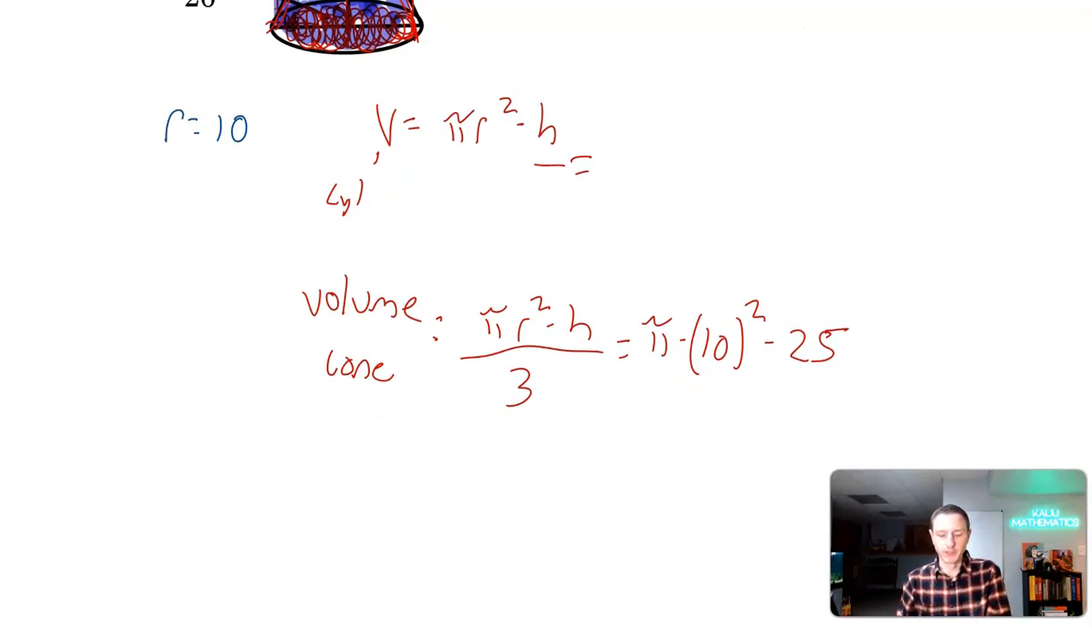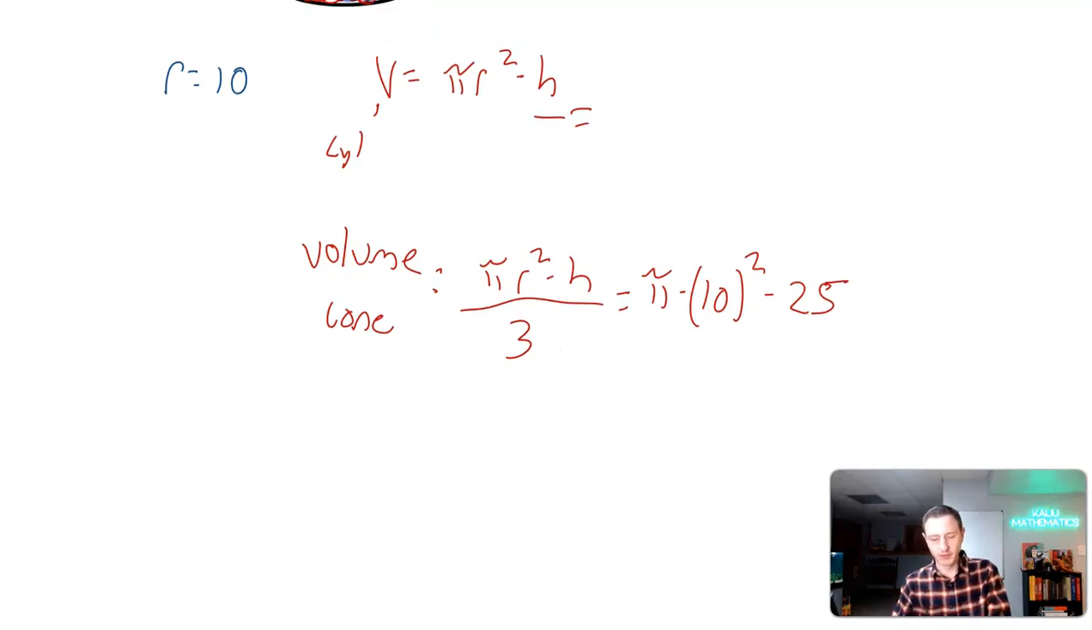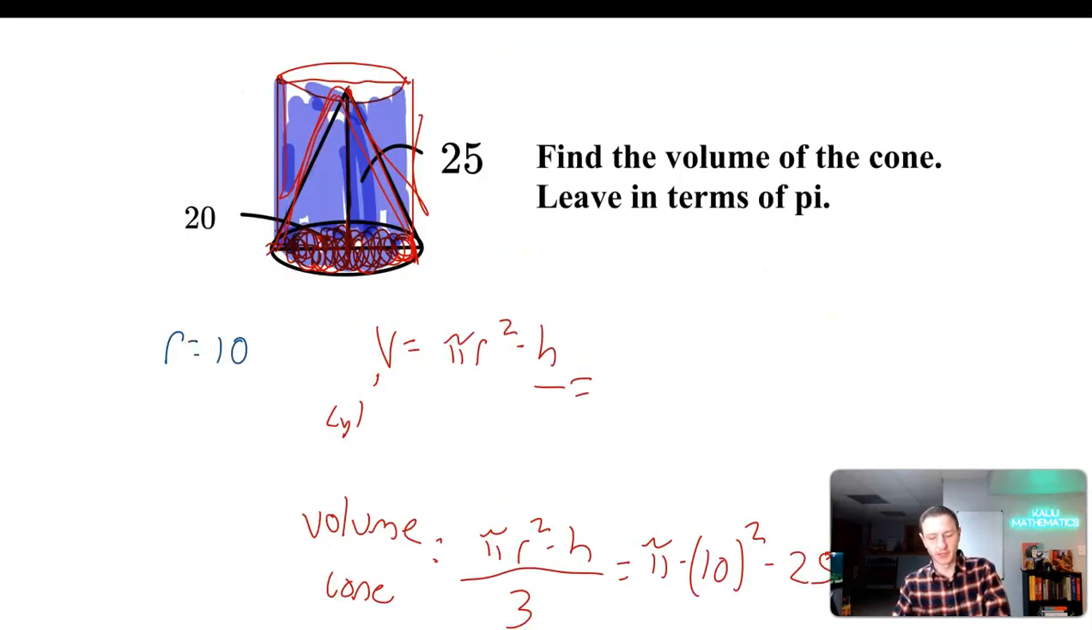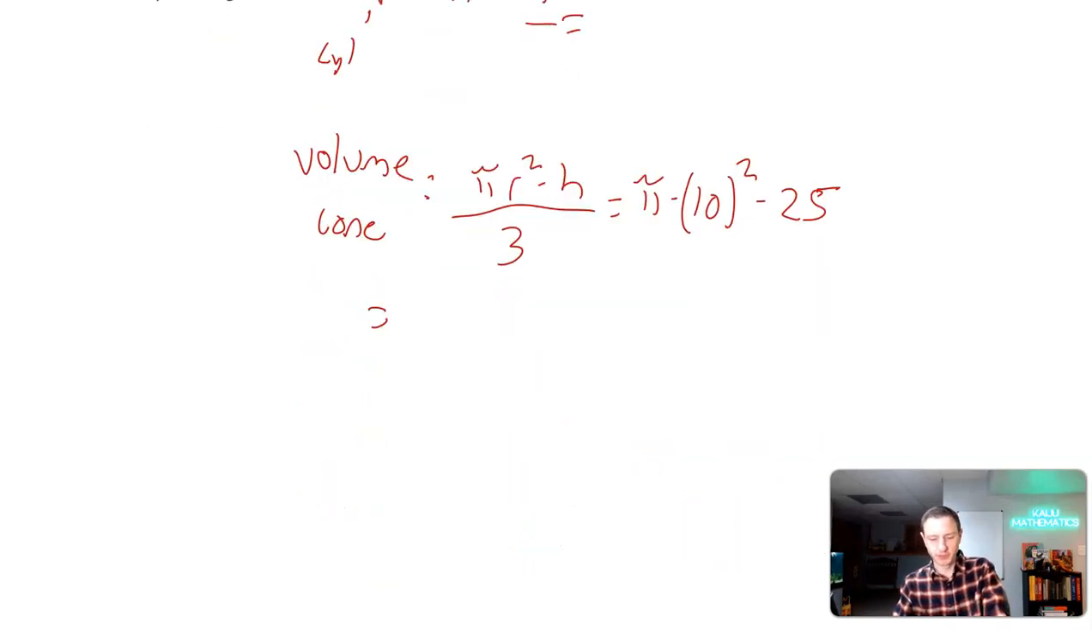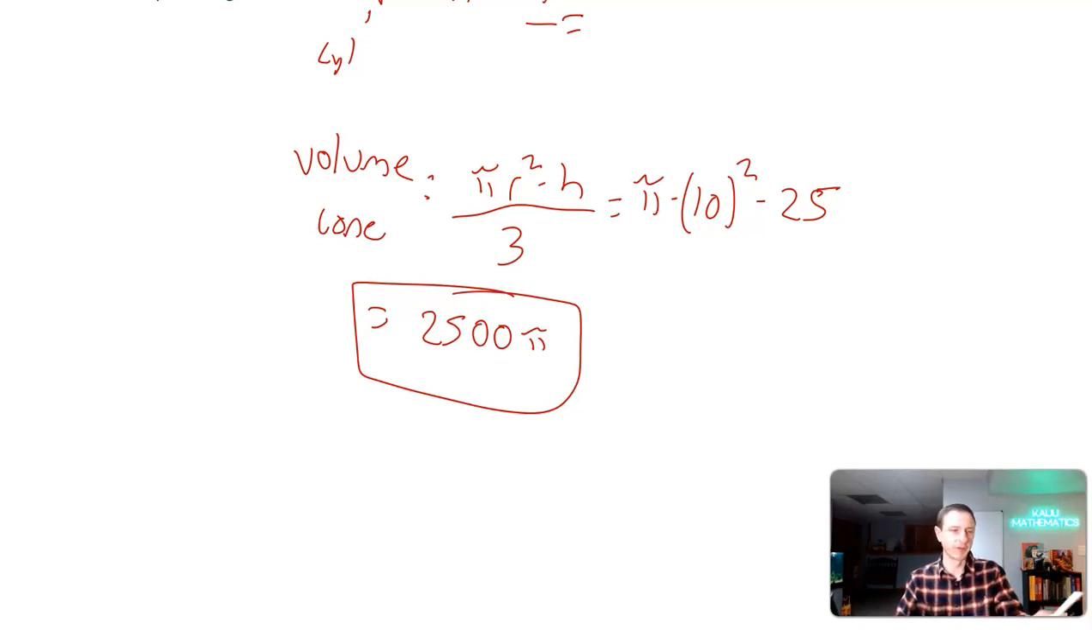So 10 squared is 100, and 100 times 25 is 2500. They want us to leave it in terms of pi, so we're not actually multiplying by pi. You just write this as 2500 pi. And there it is, 2500 pi. If they wanted us to convert, we just do 2500 times pi for an approximation. The exact answer would be 2500 pi, but the approximation would be 2500 times pi.